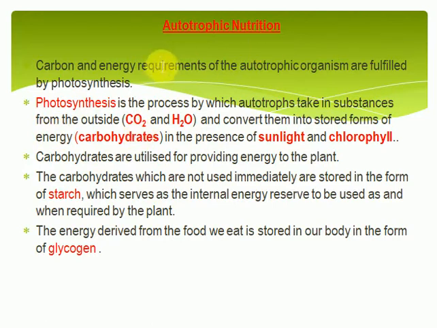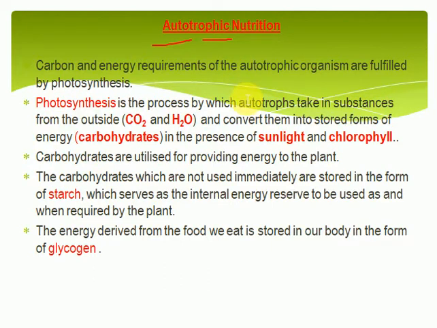Auto means self, trophic word comes from food. So, autotrophic nutrition means the organism which can prepare their food themselves, or we can say that the organisms which manufacture their food on their own are called autotrophs, and this kind of nutrition is called autotrophic nutrition.